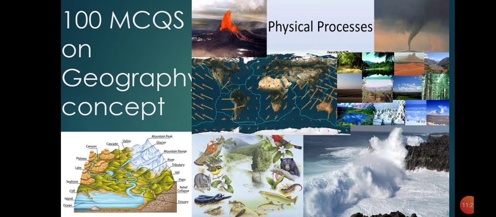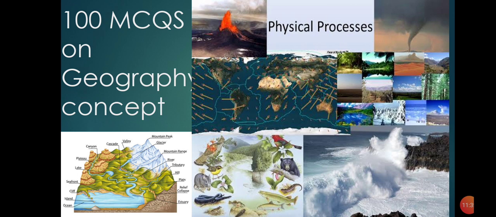Question number 16. In the interior of the earth, the temperature rises with increasing depth. The earth gets hotter as one travels towards the core, known as the geothermal gradient. The geothermal gradient is the amount that the earth's temperature increases with depth. On average, temperature increases by about 25 degrees centigrade for every kilometer of depth.